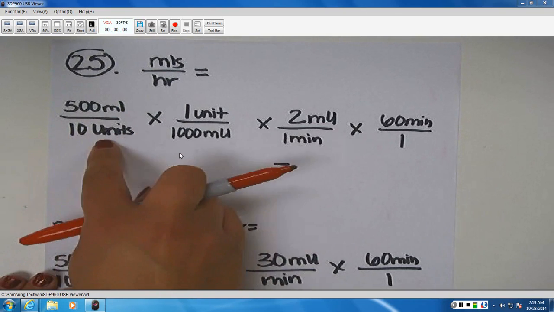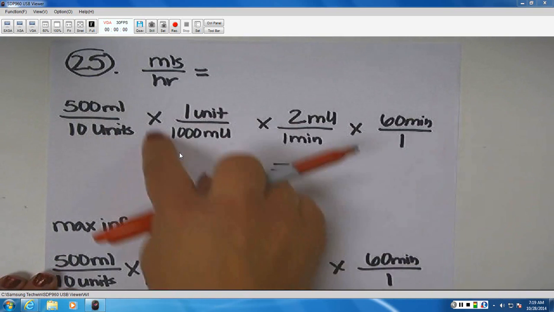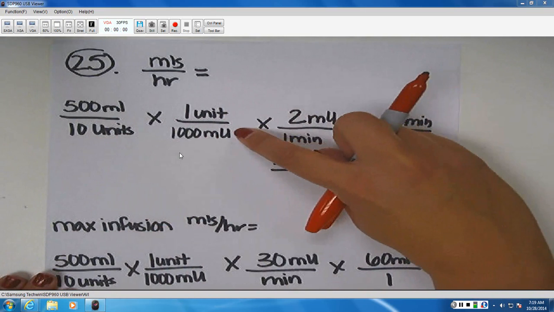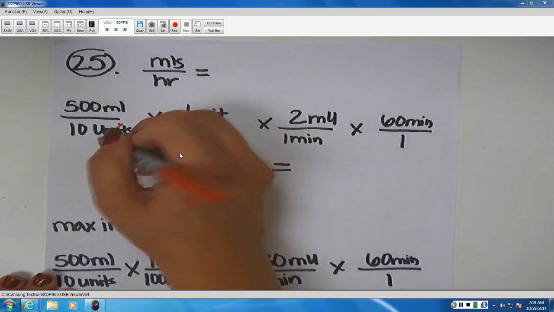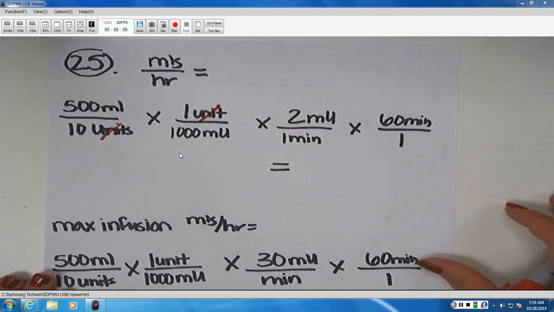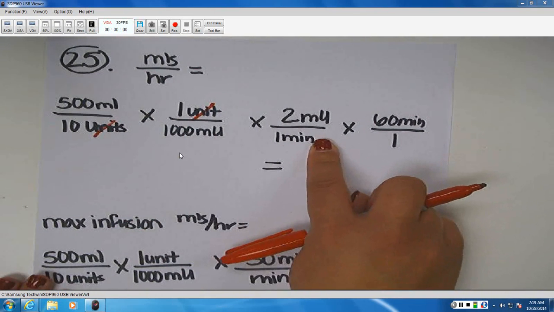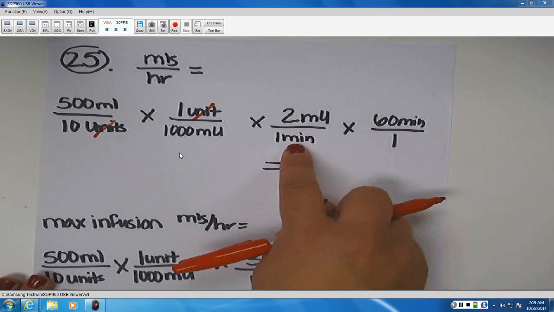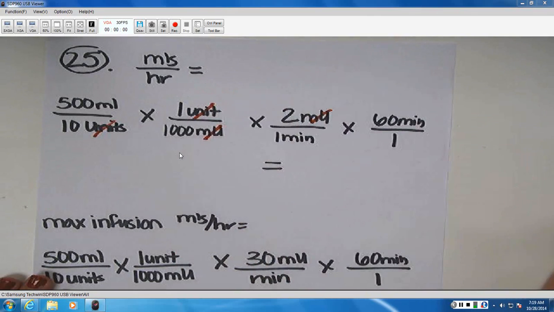I have units on hand, but I have an order for milliunits. So here is my conversion. 1 unit is the same as 1,000 milliunits. So I put my 1 unit on top, so eventually these can mark each other out. Now over here we put the dose that has been ordered. The ordered dose is 2 milliunits per minute. So I put my 2 milliunits on top, so these can mark each other out.